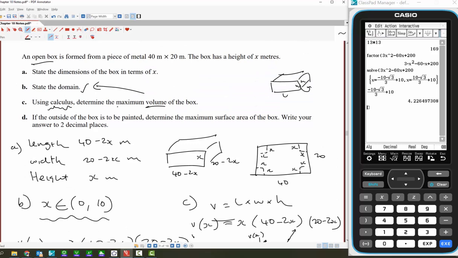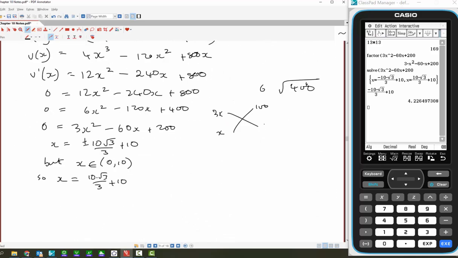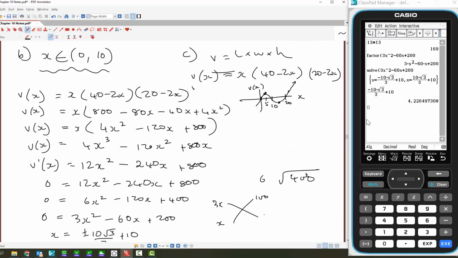Alrighty, so using calculus determine the maximum volume of the box. All right, so this is where the maximum occurs at this value here. Now what we're going to have to do is V of 10 root 3 on 3 plus 10. So I know your maximum occurs here, and now what is your maximum volume? So we shove that into the original function. Now, the original function is x times 40 take 2x times 20 take 2x.